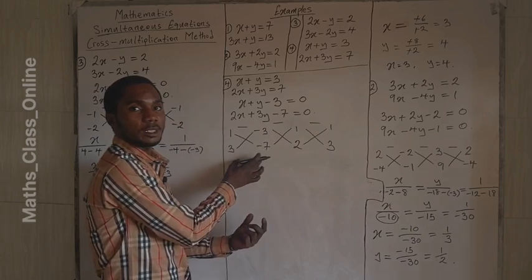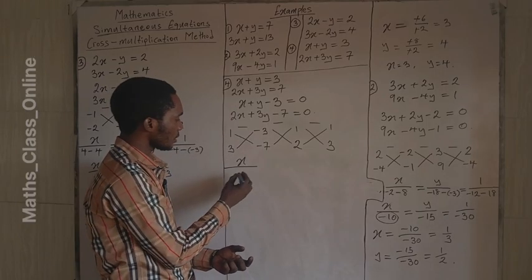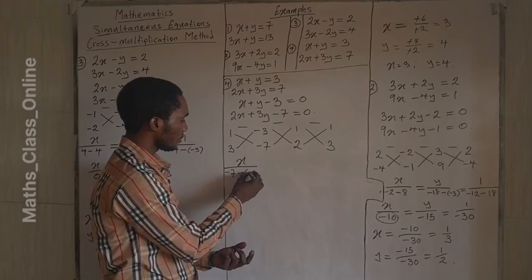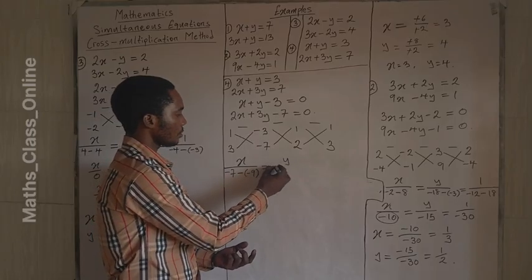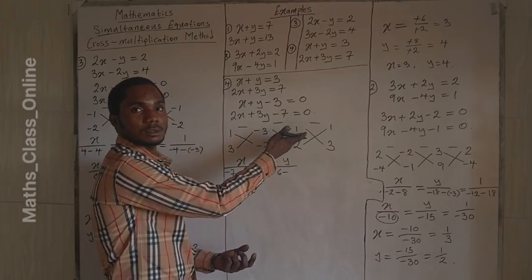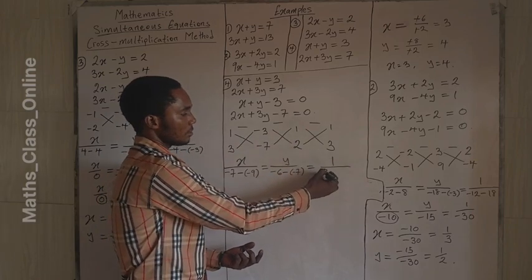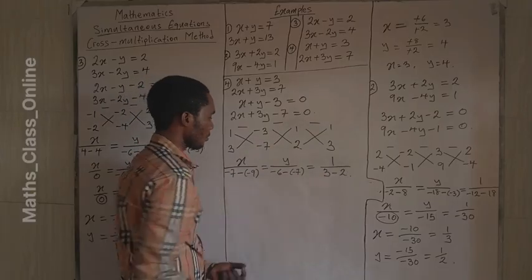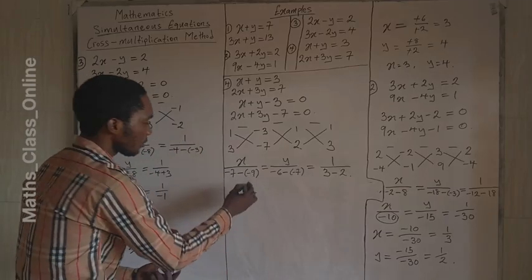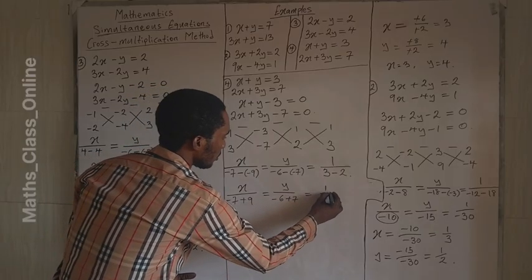First two column is for x. 1 times -7, that is -7. Minus 3 times -3, that is -9. Minus 3 times 2, that is -6. Minus 7 times 1, that is -7. 1 times 3, minus 2 times 1. So we are going to have x over -7, minus times minus, that is plus. Y over -6 plus 7 is equals to 1 over 1.